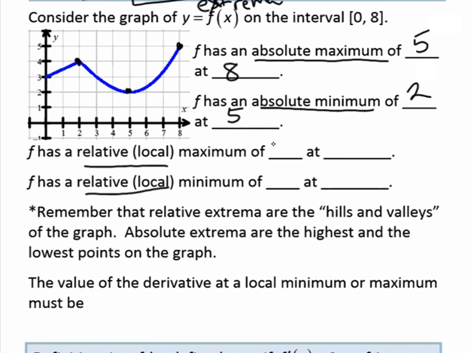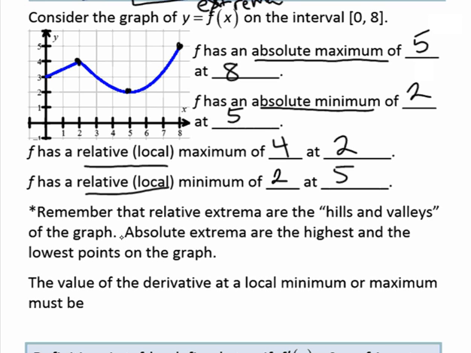So that's a relative maximum of 4, and it occurs at 2. F also has a local minimum, and it doesn't have any other minimums besides... we can't really say anything about 3. You do not have relative or local minimums at endpoints. You can have absolute maximums at endpoints, but not local. So the only local minimum is the same as our absolute minimum, which is 2, which occurs at 5.